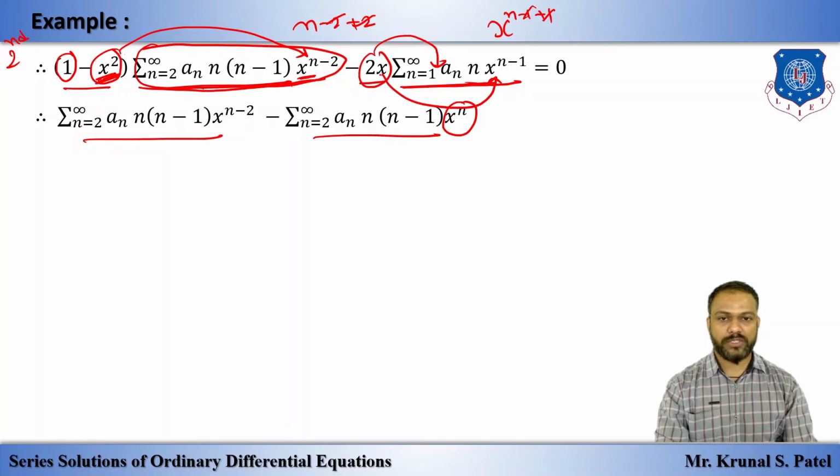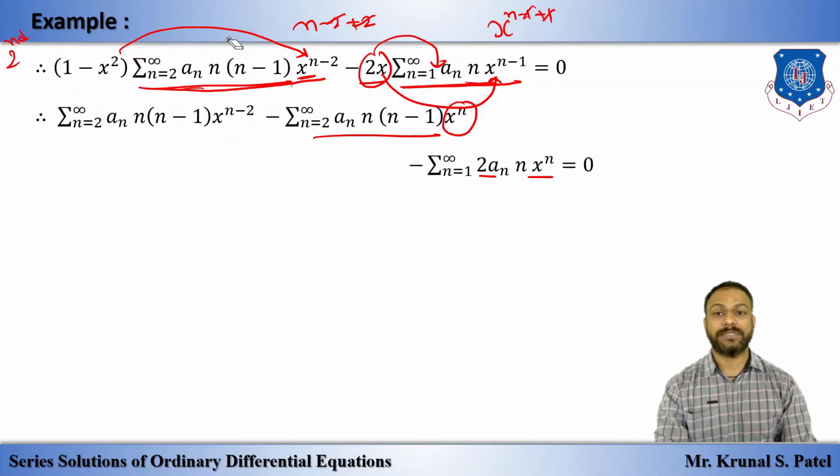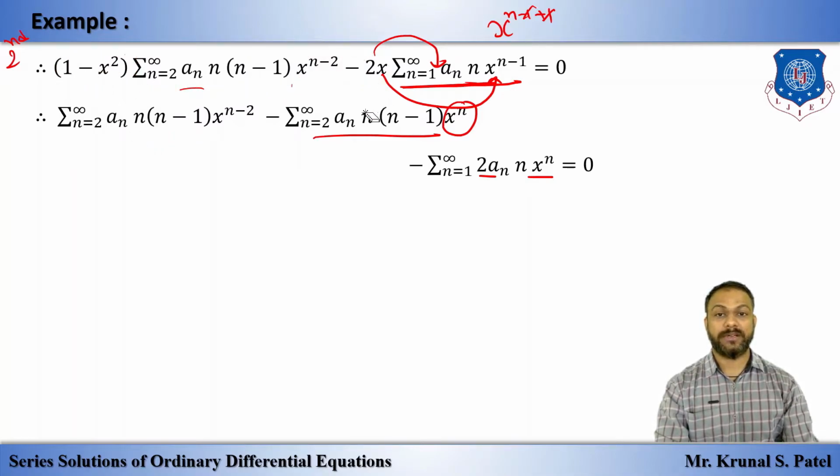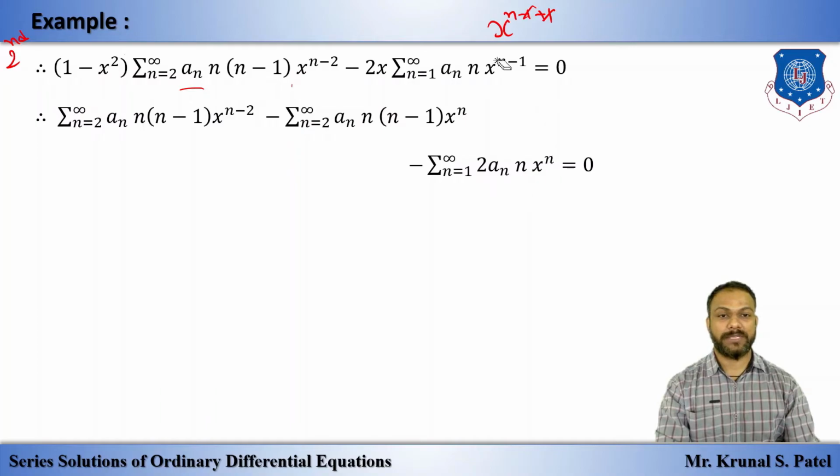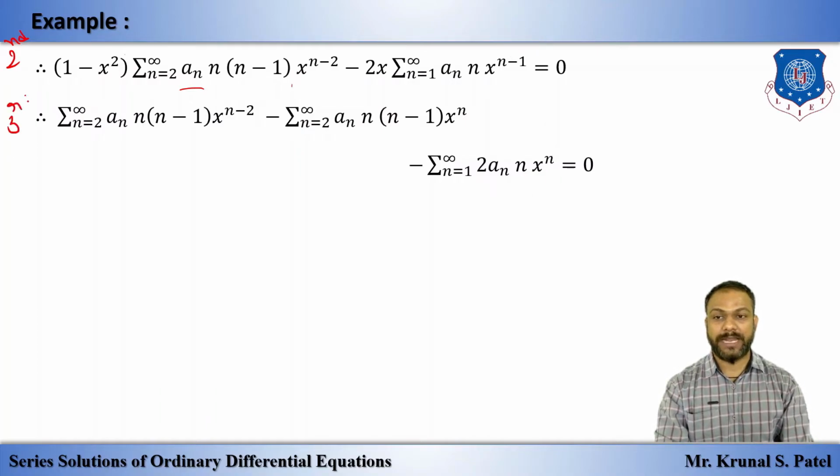Now we will multiply this 2x inside this sigma. So we have minus 2 here with a n, and x goes with this x, so x raised to n. Okay, so this is our third step, simplification. So the first step is trial solution, the second step is substitute, the third step is simplification.